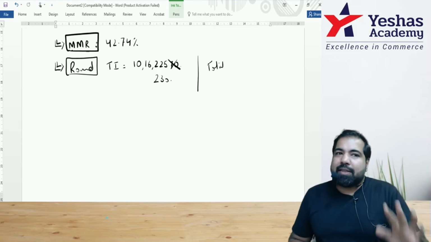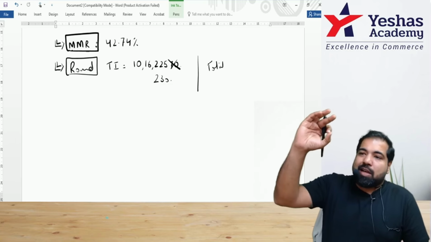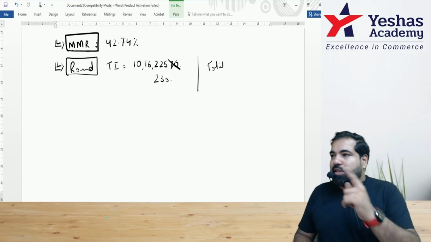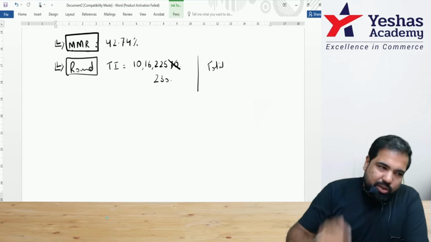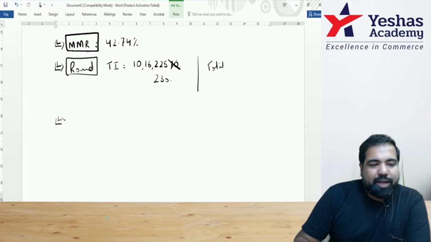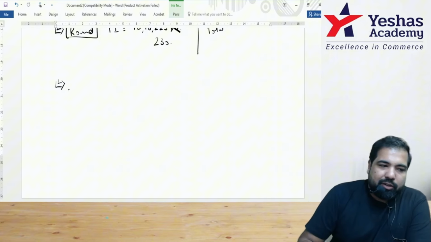So pro tip in the exam, when they say calculate total income, the last number should be 0. And when they say tax liability, the last number should be 0. All right. We move ahead to the next thing, guys, something called marginal relief, everyone.